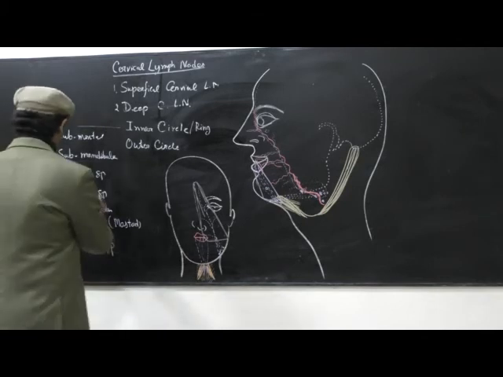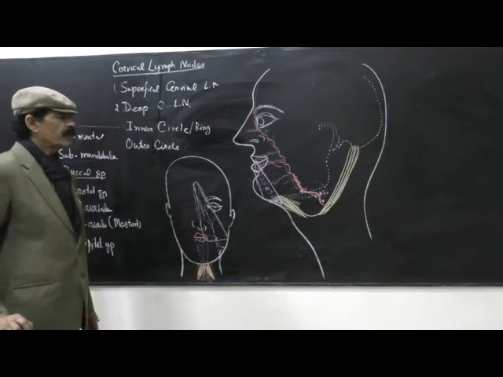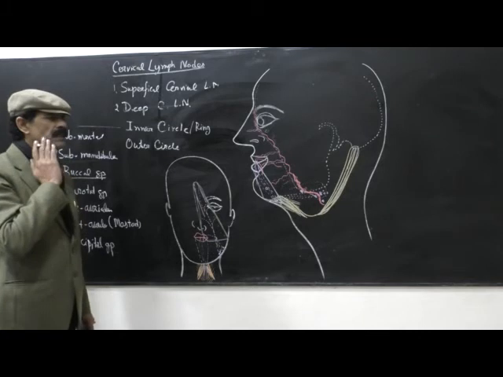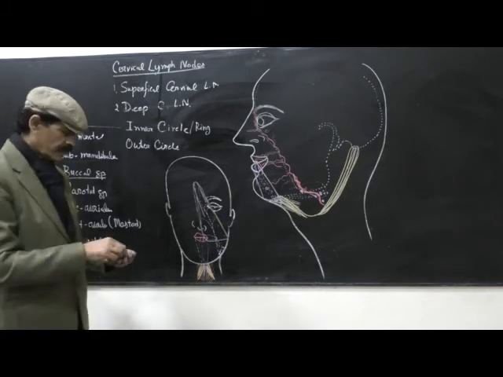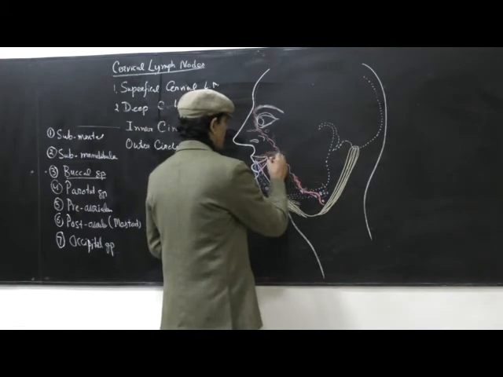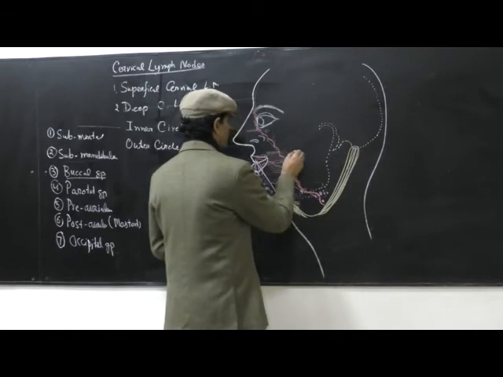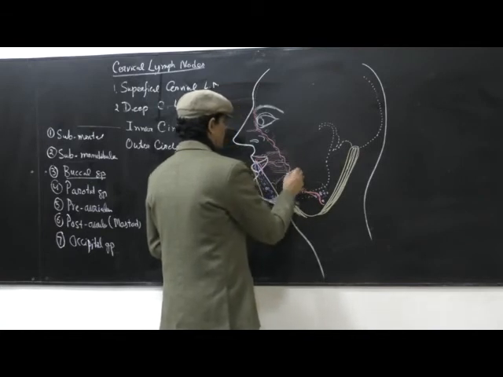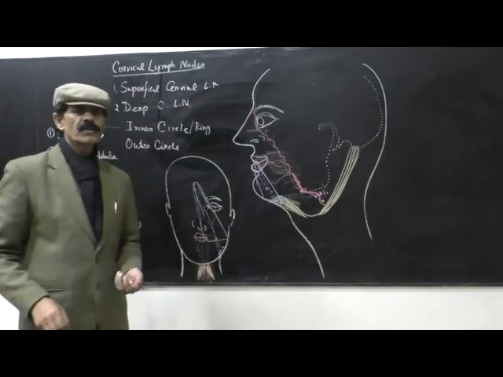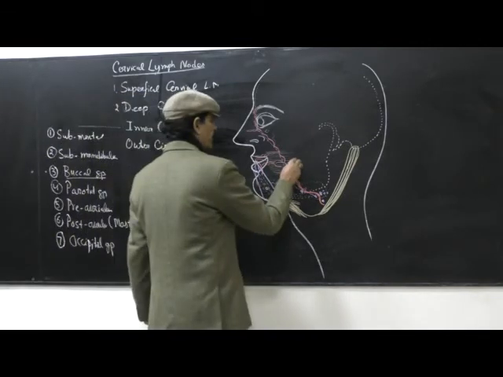Then the third group is the buccal group. As the name suggests, the buccal group is related to the angle of the mouth, that is the area over the buccinator muscle. As you know, the buccinator muscle lies over the angle of the mouth. So the buccal group of lymph nodes are present along the buccal branch of the facial nerve, and they are 1 or 2 in number.